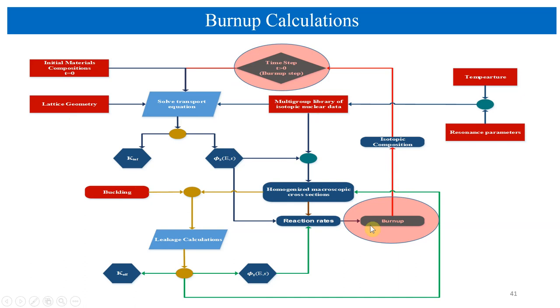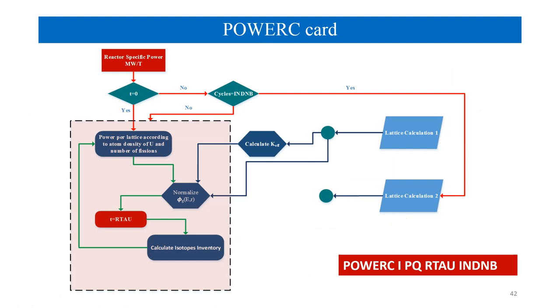We want to introduce the burnup steps to calculate different isotope inventories and change them in the material card to solve again for new flux, K effective, and group constants for different burnup steps. We are using a card named the burnup card.